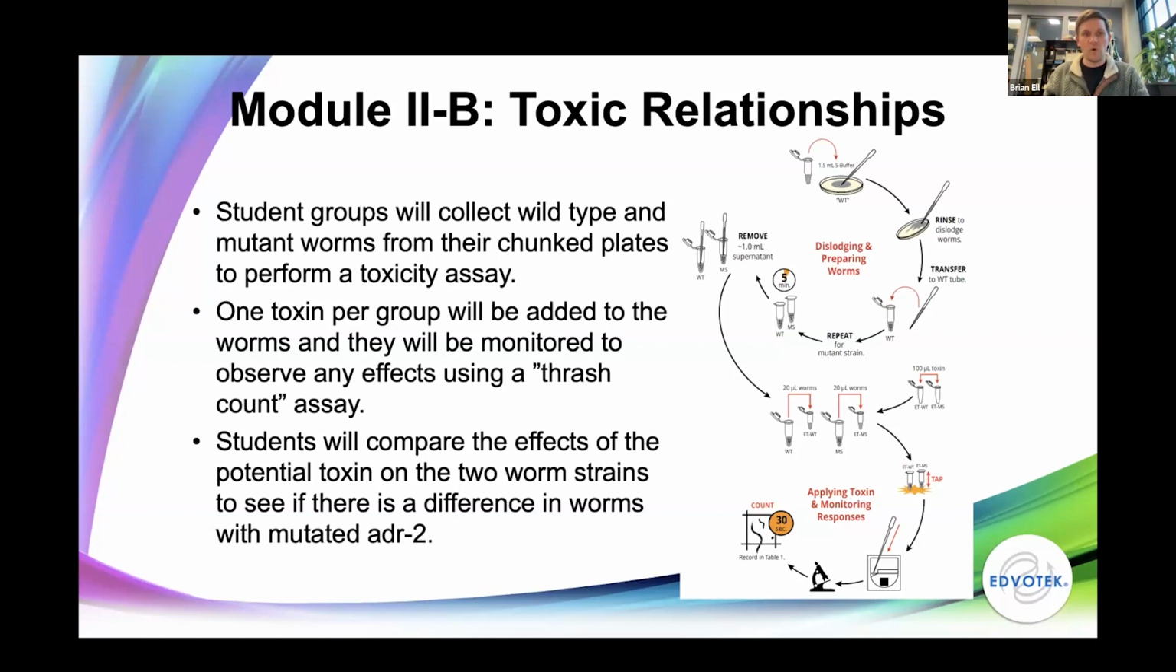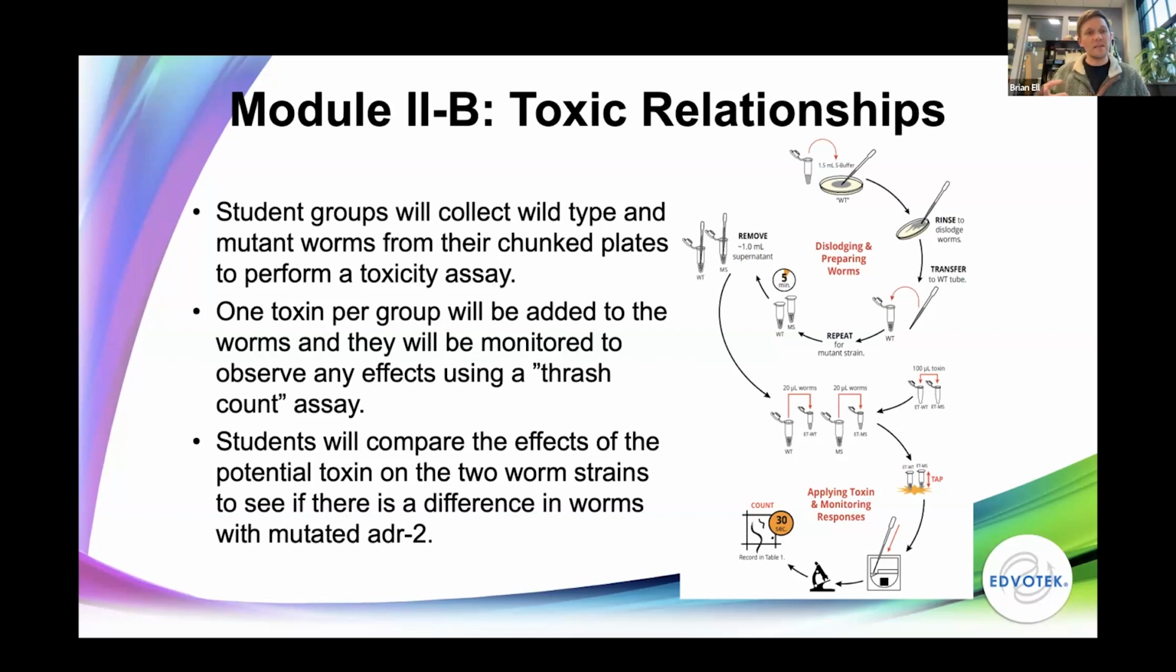Within this module, what we're doing is we're trying to compare the effects of potential toxins, so different heavy metals or pesticides, on the 2 different worm strains to see if there's a difference in worms that have a mutation in ADR2. So those are our MS or mutant strain worms. It's a relatively cool little mutant. This is a gene that is involved in RNA editing. So it's an adenosine deaminase acting on RNA, ADAR protein. And what this is doing is it's involved in RNA splicing.